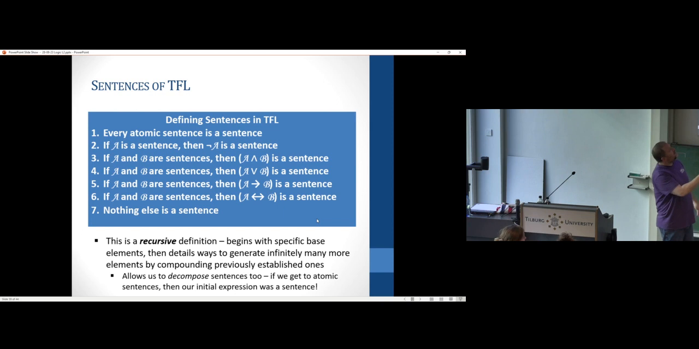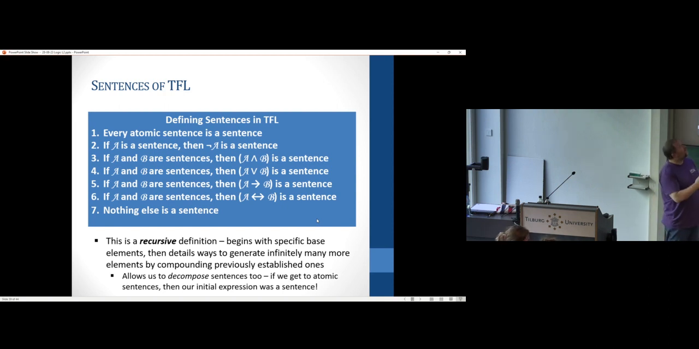So if you have a sentence, you can stick a negation in front of it, and you still have something grammatical. Or if you have two things that are sentences, you can stick a conjunction between them, slap some brackets on the outside, and you have a new sentence. And the same thing for disjunction, conditional, and a biconditional. But the big one, the most important one, is clause 7.